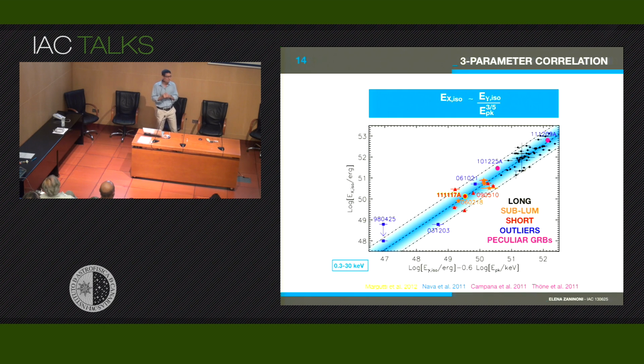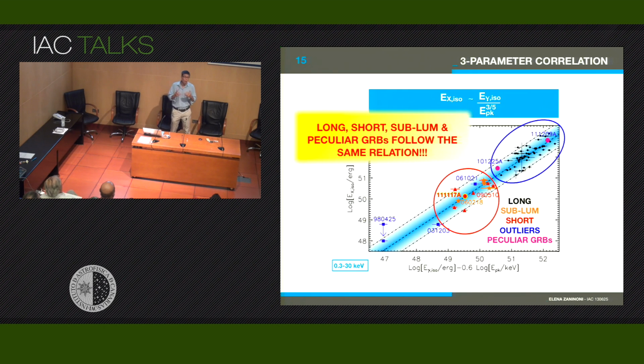And also peculiar GRBs such as 111209, which is a very long-lasting GRB. The particular thing about this correlation is that it is a three-parameter correlation and fits well for every kind of GRB, and not only for long or short GRBs, as we showed before. Moreover, we can see that here we have two groups: gamma ray bursts that have a lower X-ray energy, that is short and subluminous GRBs with X-ray energy lower than 10^51 erg, and the long GRBs that stay in the part with high X-ray energy.